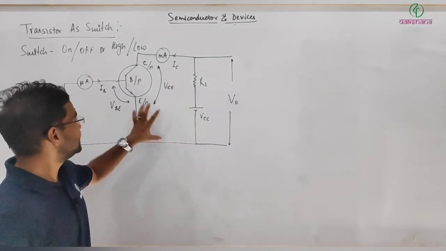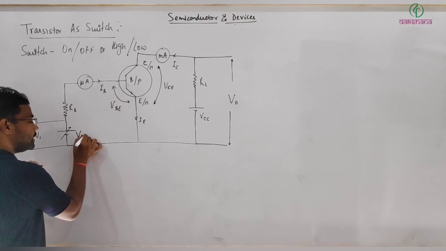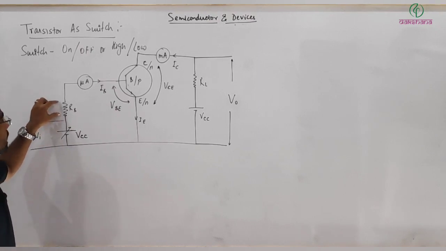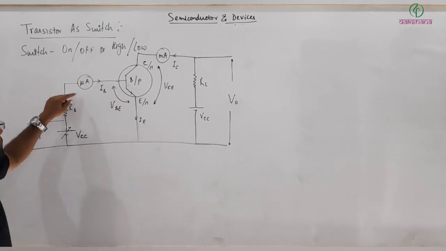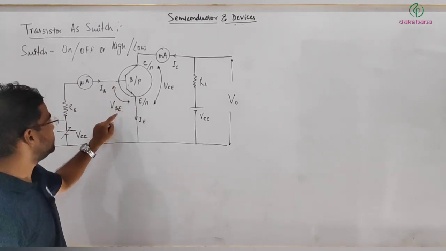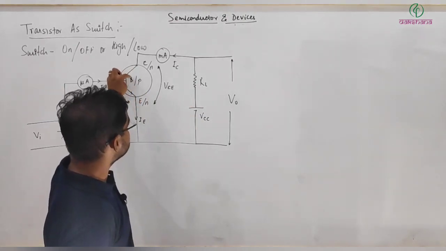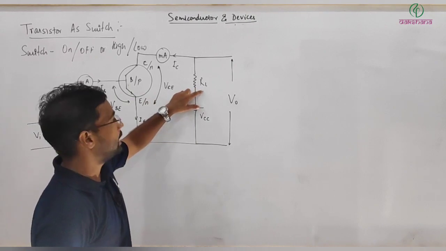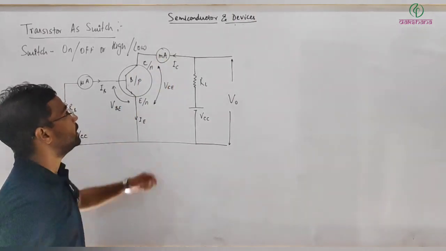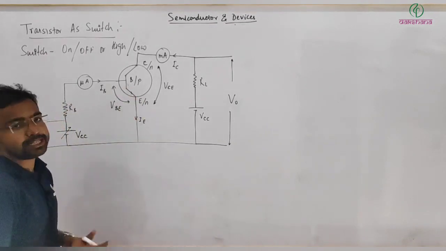The circuit for using a transistor as a switch is shown here. Here we have the input voltage, which is variable and needs to be changed. This is the base resistance, or input resistance. The microammeter measures base current IB, and VBE is the potential drop across base-emitter. On this side, VCC provides the biasing voltage, with the load resistance, or output resistance, and output current IC measured by a milliammeter. The potential drop across collector and emitter is VCE. So this is the setup.